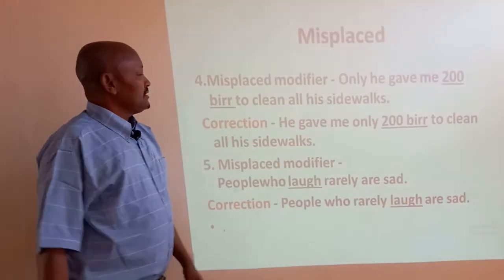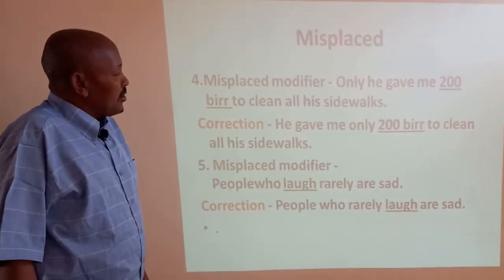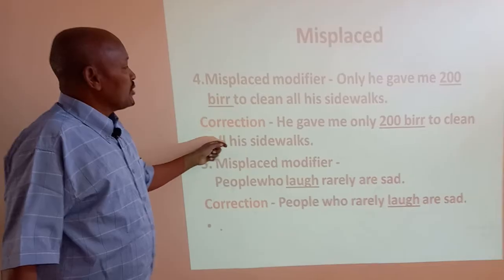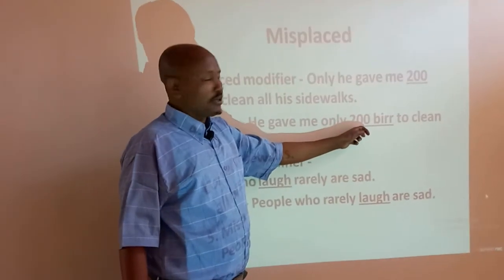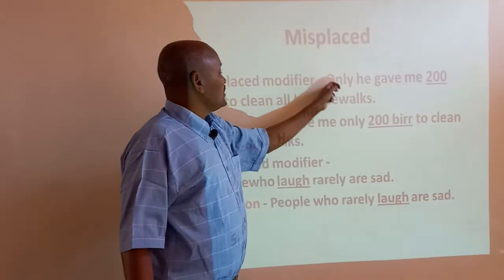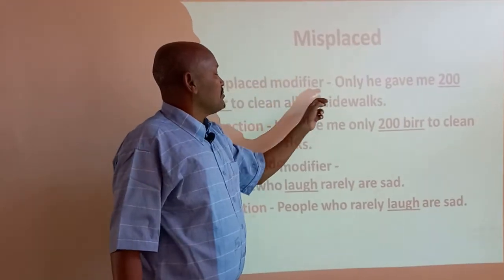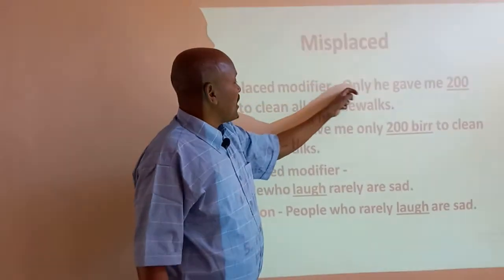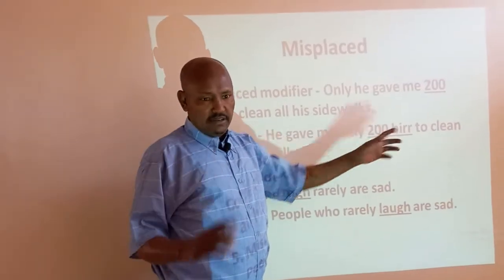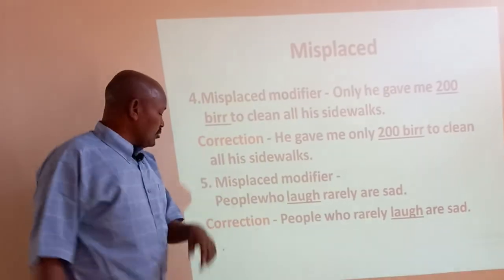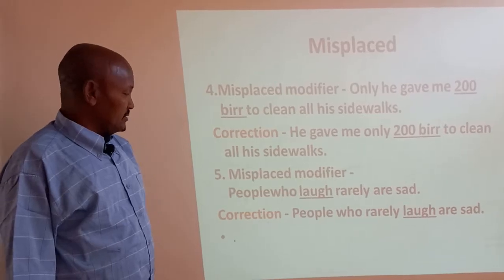That is, yes, he gave me only 200 birr. He gave me only 200 birr, to what? To clean all his side works. So here, only 200 birr is the appropriate place, because where the modifier is now, it doesn't modify 200 birr, because of the meaning of the sentence. So we bring this modifier to the right place, and it modifies the amount of birr for that activity.